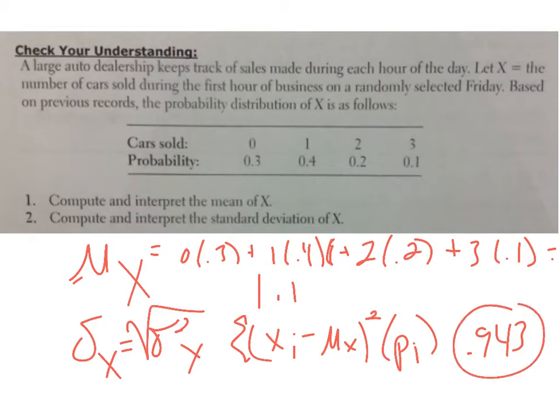If you are unsure of the order of operations of that, you're going to need to ask, but I don't really have room to write it all out here on the screen. What that means is that on a randomly selected Friday, the number of cars sold typically varies from the mean of 1.1 by about 0.943 cars.